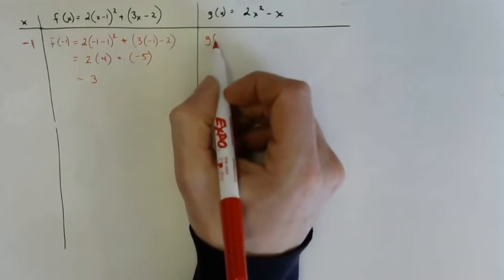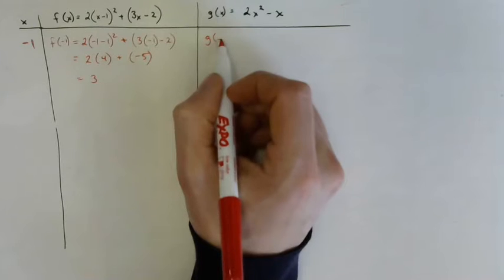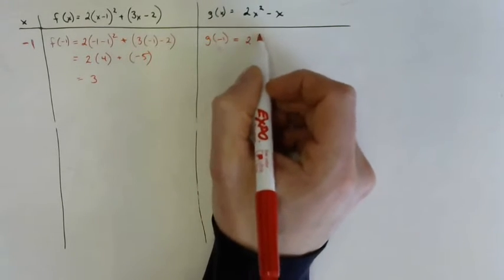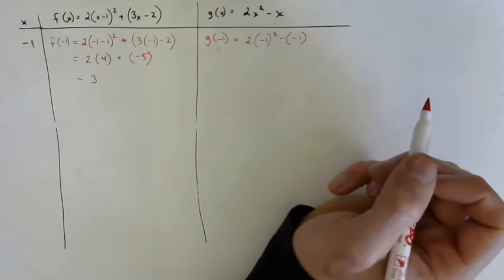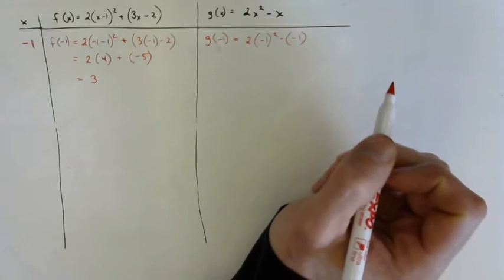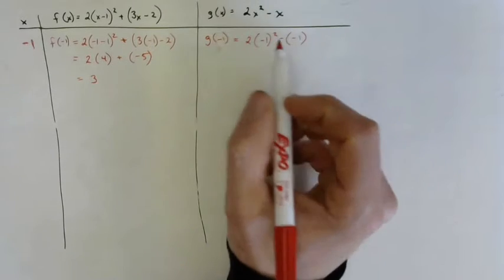We're going to do the same thing over here with g of x. We're going to sub in -1 everywhere we see x. So we have 2 times (-1) squared minus (-1). Again, get used to writing things properly and keeping your signs nice and organized.